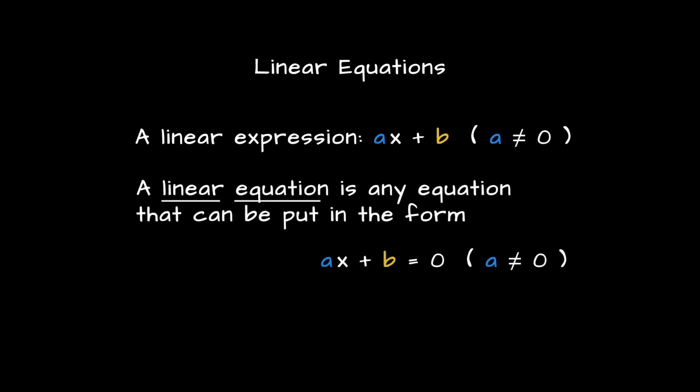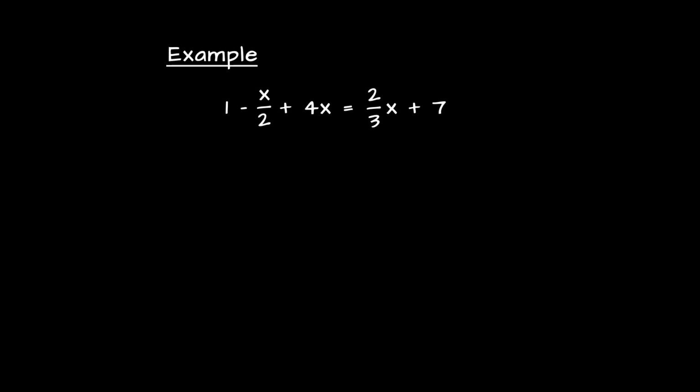A linear equation, on the other hand, is any equation that can be put into the special form ax plus b equals 0, where once again we assume that a, the coefficient of x, is non-zero. So a linear equation, in other words, is any equation that can be arrived at by taking a linear expression and setting it equal to 0. And it's a very basic but very important kind of equation in mathematics. So let's look at an example.